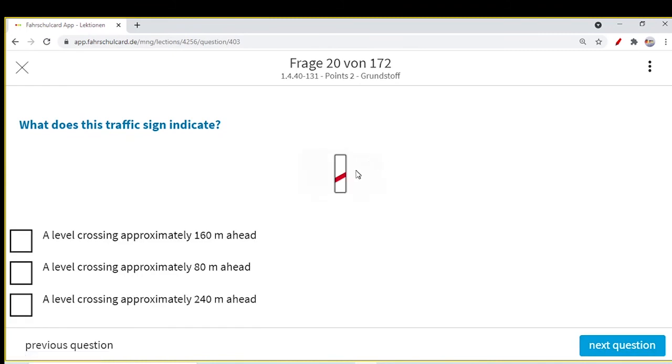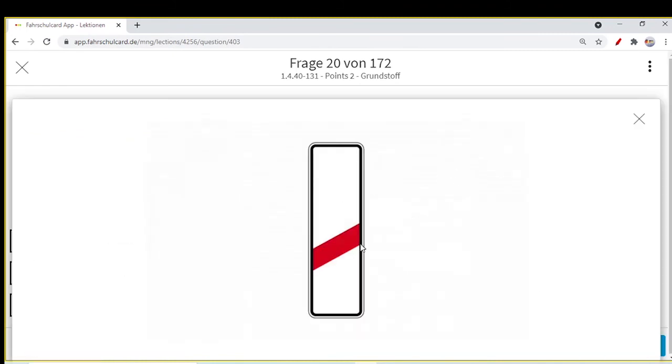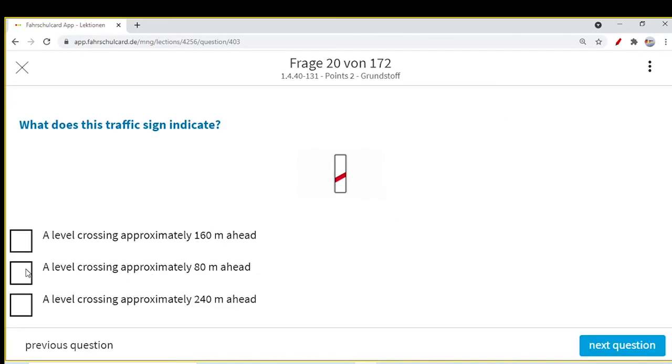The next question is, yeah, it's a traffic sign indicating that a level crossing, with a single line, is 80 meter ahead.